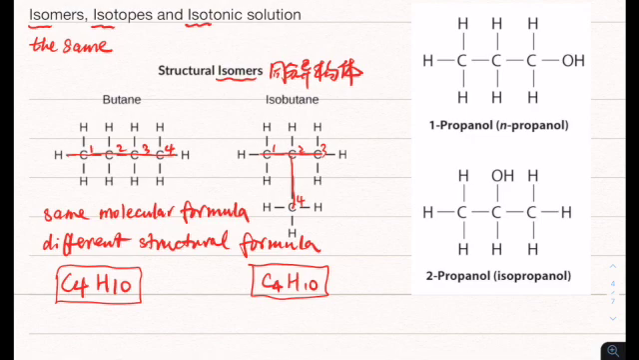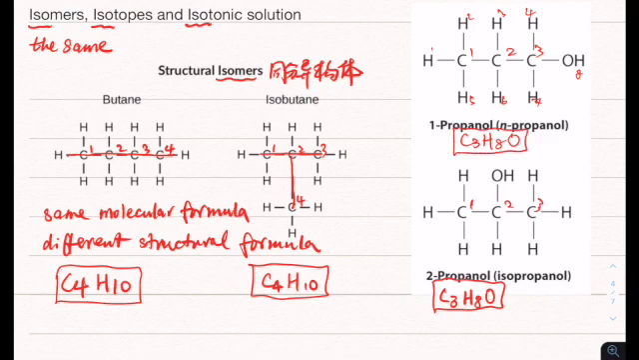Let's see. Molecular formula, carbon, 1, 2, 3. So that's C3. Now H, you have 1, 2, 3, 4, 5, 6, 7, 8. So H, you got 8 and 1 O. Now second one again is 1, 2, 3. Okay, you have 3 carbon, and then you have 8 hydrogen and 1 O. See? So looking at this, they all have the same molecular formula, but the structure is different.